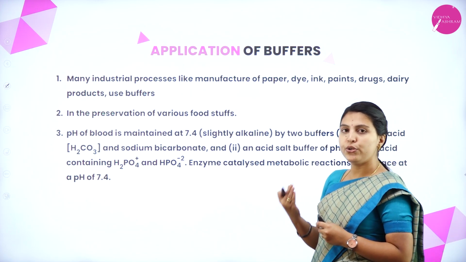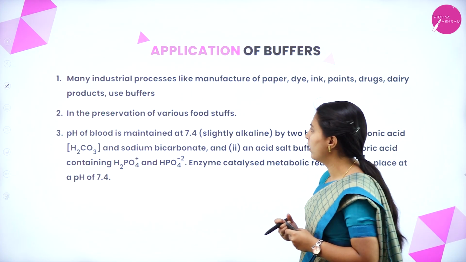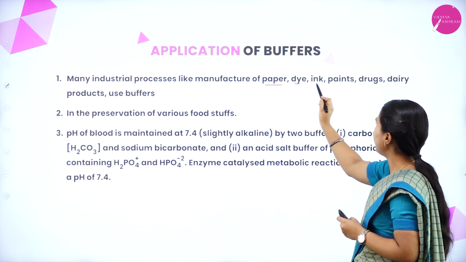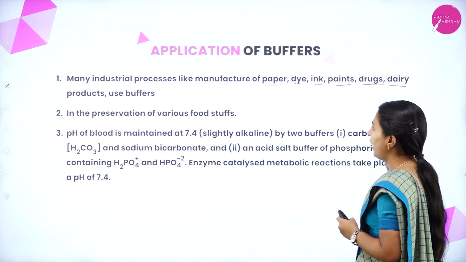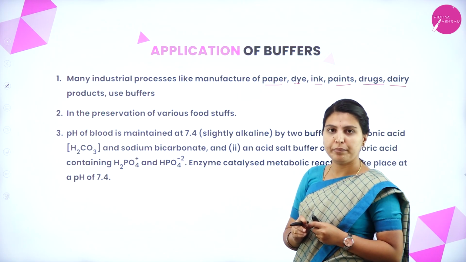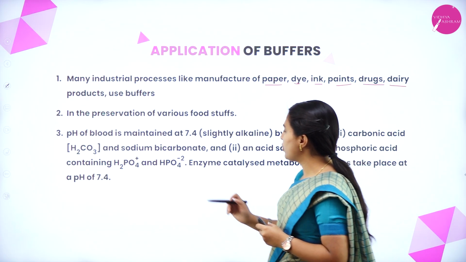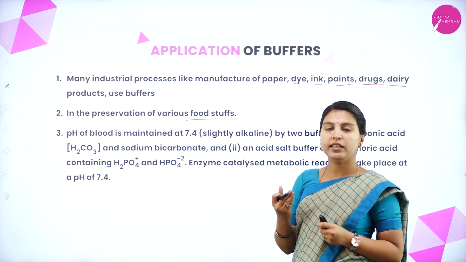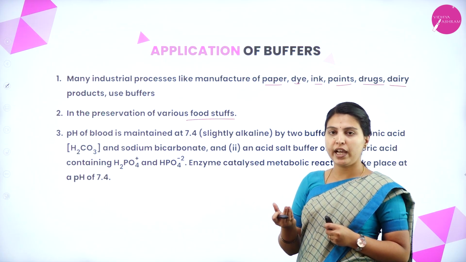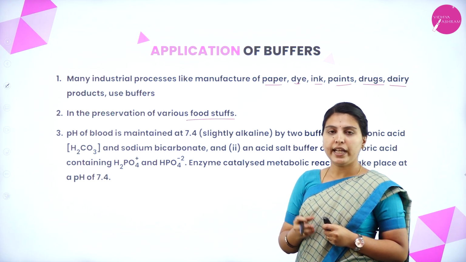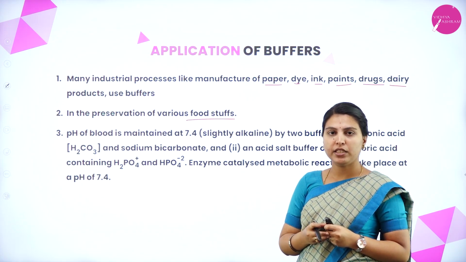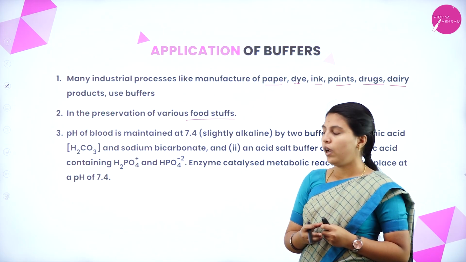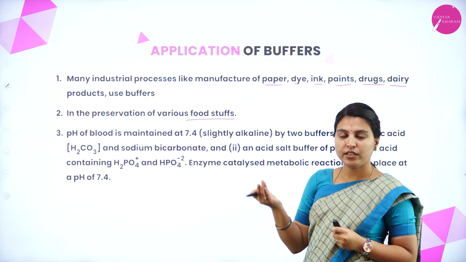Where are we using these buffers? Many industrial processes like manufacture of paper, dye, ink, paints, drugs, and dairy products use buffers. In the preservation of various foodstuff, the main application is only to resist the pH change. Foodstuff we have seen in our daily life, many products are coming to the market, like many instant foods, and we can store them in our refrigerators.